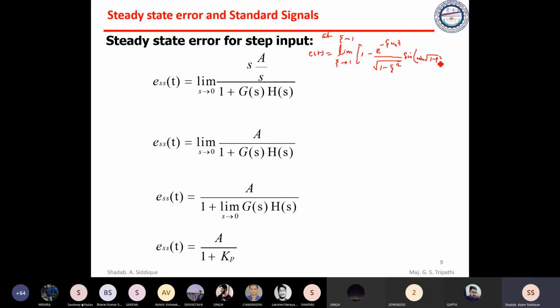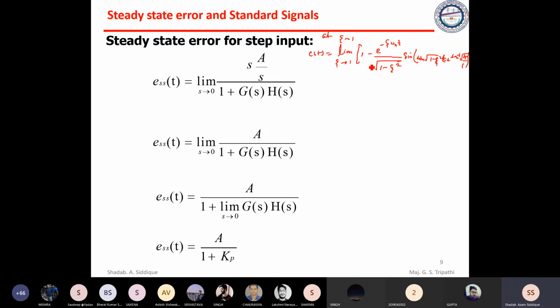We will not substitute omega d here, because omega d depends on the zeta value. So we substitute in the basic terms, in terms of zeta: omega n root under 1 minus zeta square into t, and of course plus tan inverse of square root of 1 minus zeta square divided by zeta. So that was the term.